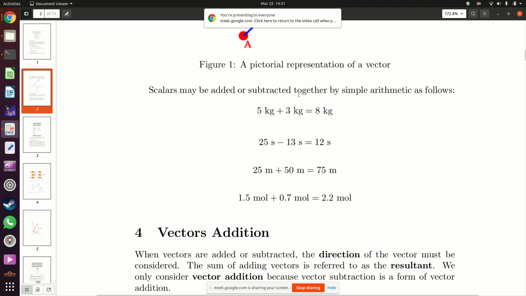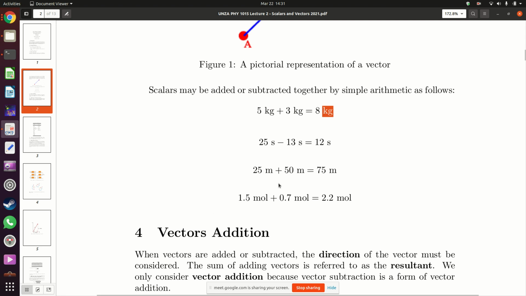For example, here, I have got 5 kgs plus 3 kgs. What do I get as the answer? 5 kg is a mass. 3 kg is a mass. It has got no direction. So how do I add scalars? I just add the magnitudes, the sizes. The size is 5 and 3. So add the 5 and the 3, I get an 8. Then the unit is the same. 8 kg.